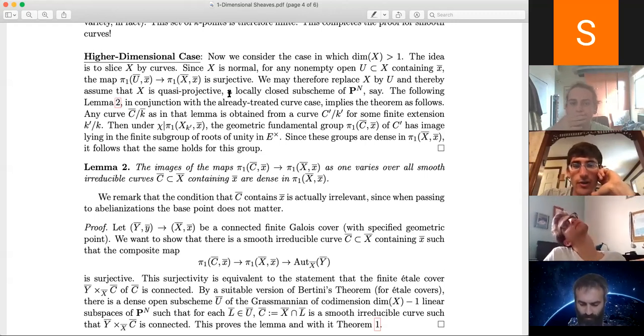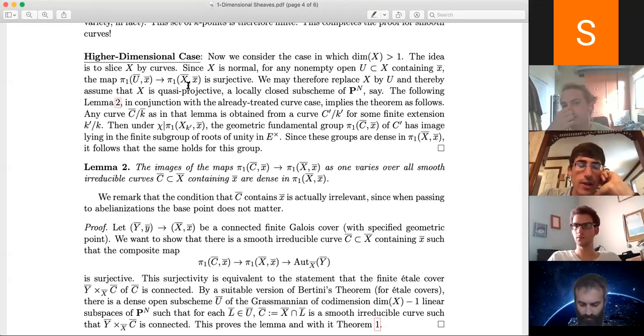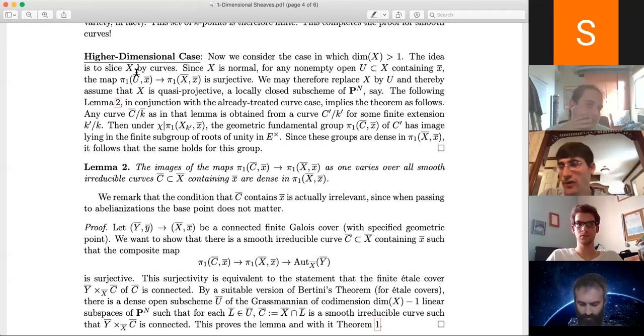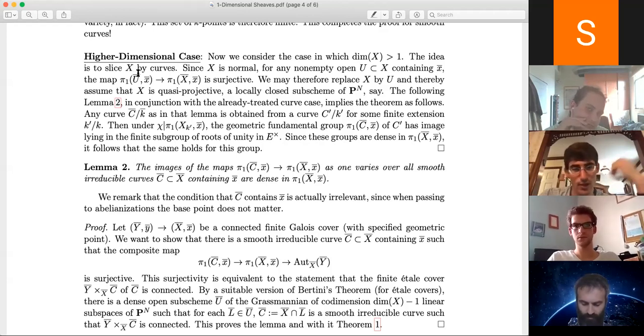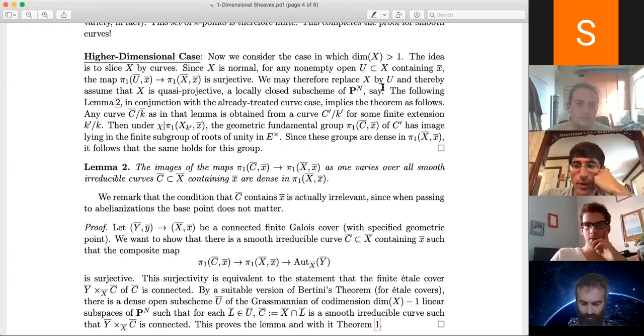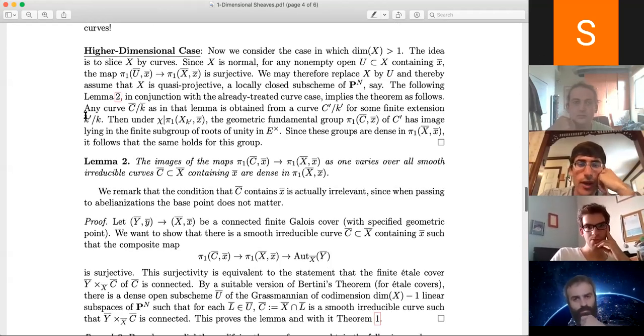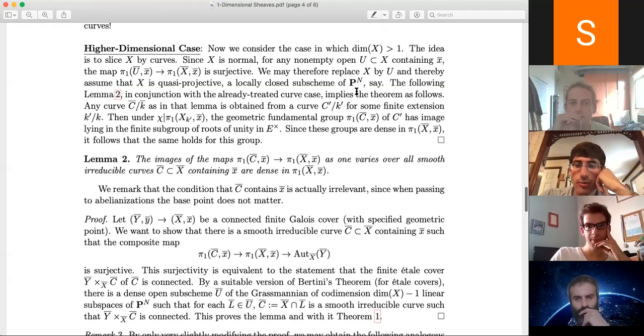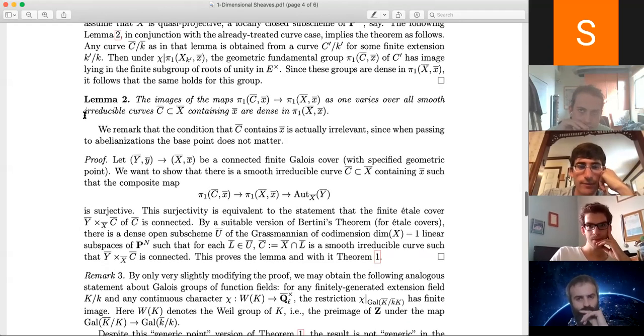If I have a character and I want to show geometric monodromy has finite image, actually, I can say pi1. So if I want to show pi1 of x bar has finite image, it's enough to show pi1 of u bar has finite image because of the surjectivity. And so I can replace x by this open, and so assume that x is quasi-projective. Okay, and let's say it's a locally closed subscheme of Pn. All right? So now we have this lemma.